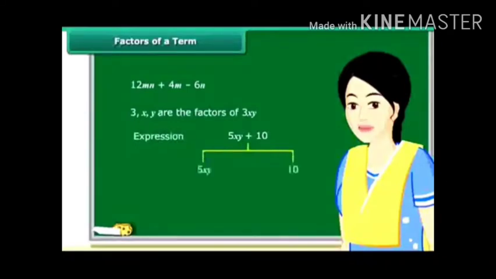Look at an example: 5xy plus 10, it is one expression. 5xy is one term, 10 is another term. In 5xy we have 3 factors. They are 5, x, y. But in the term 10 we don't have factors because it only has a constant. Okay, have you understood this so far, children?